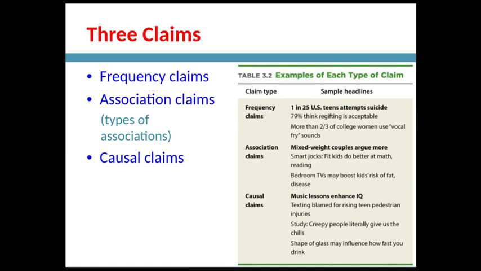So a causal claim has two variables: one measured variable, which is your outcome, your DV or dependent variable, and one manipulated variable, which is called your independent variable. Why is it called a dependent variable? Because your score that's measured is dependent on which group you're in.